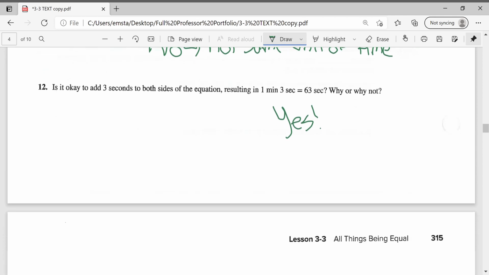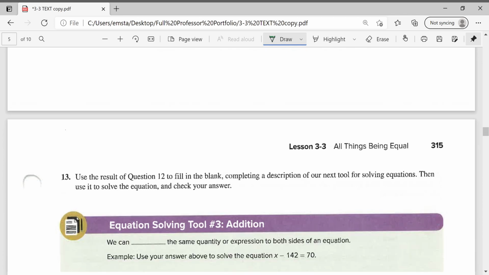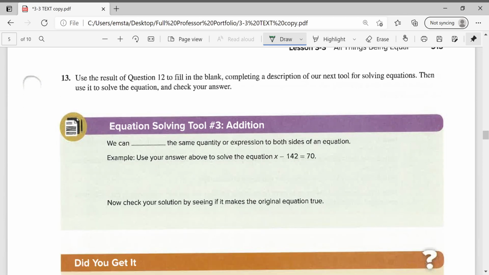All right, so building our toolbox. At the top of page 315, we've just discovered that it's okay to add the same quantity to both sides and keep the truth value. So they give me an equation here that says x minus 142 equals 70. What's the opposite of subtracting? The opposite of subtracting is adding. So I'm going to add 142 to both sides of the equation.